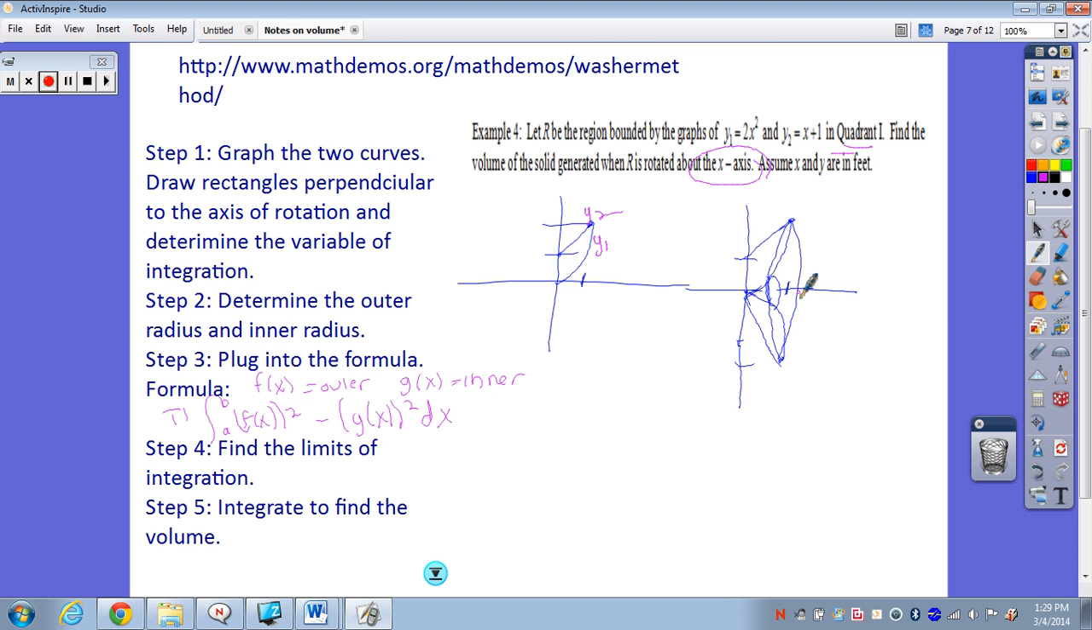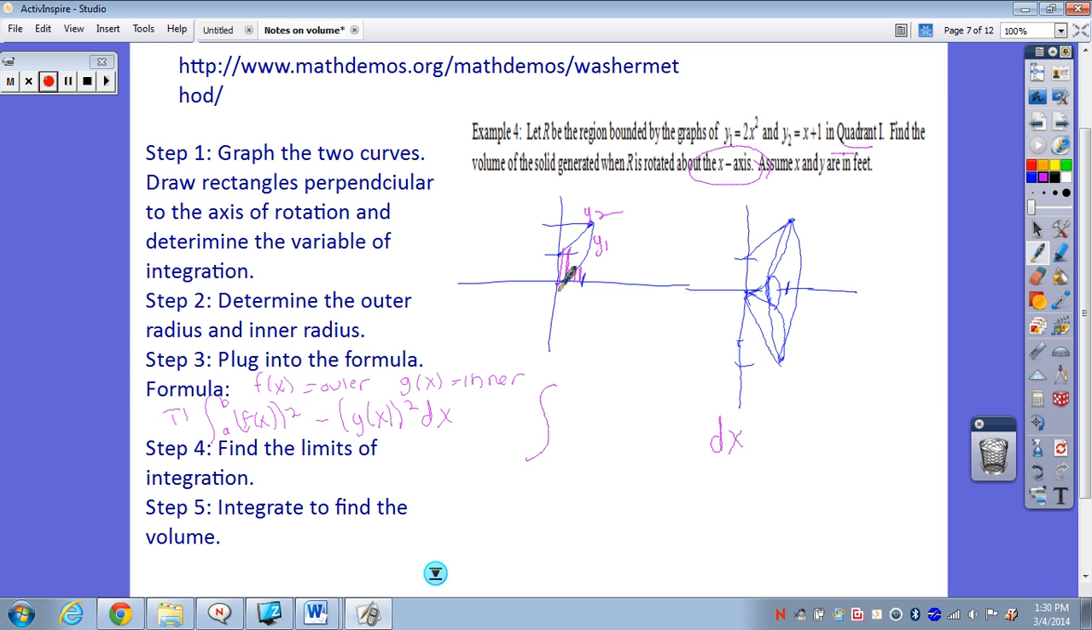So I tried to draw a 3D picture of this, and it's not the best. You'd have a hole in the middle. The outside of the washer would be determined by y2, and the inside would be y1. And so I'm going to draw two rectangles, one for my outside radius, one for my inside radius. So y2 is my outside radius, and y1 is my inside because we want to get rid of that hole in the middle. Both of them are perpendicular to the x-axis, so it's dx.